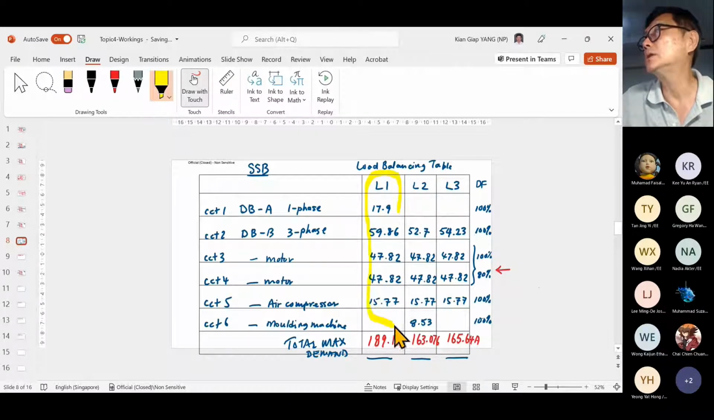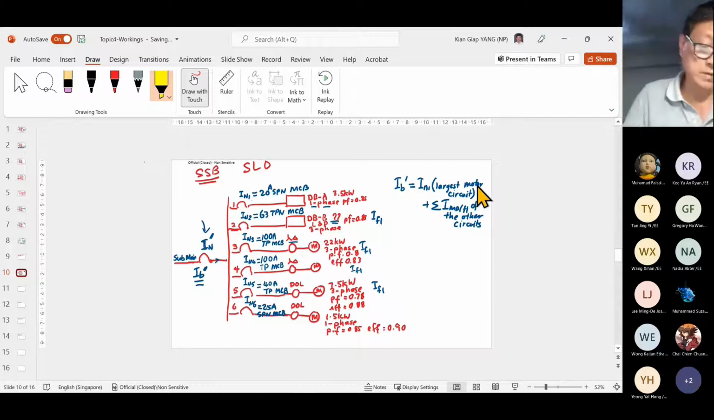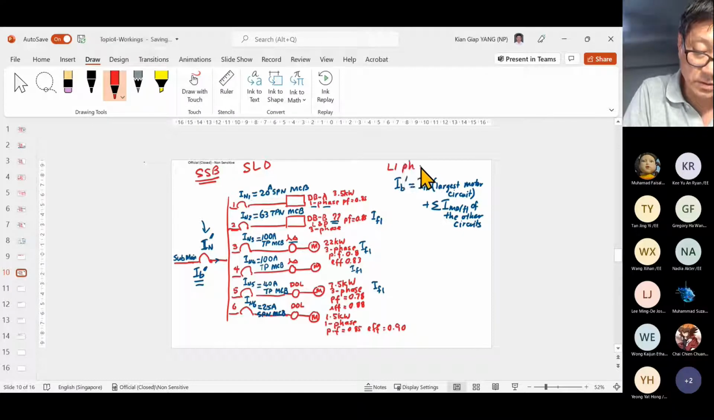In other words, you notice that in my L1 phase, this circuit is not counted inside. It's okay, but I count this one. Okay, so this circuit is not in the calculation, because it's not inside this L1 phase. So I come to this one, how to apply this value. I zoom in on the L1 phase only. Okay, so I'm going to use L1 phase to calculate this one.